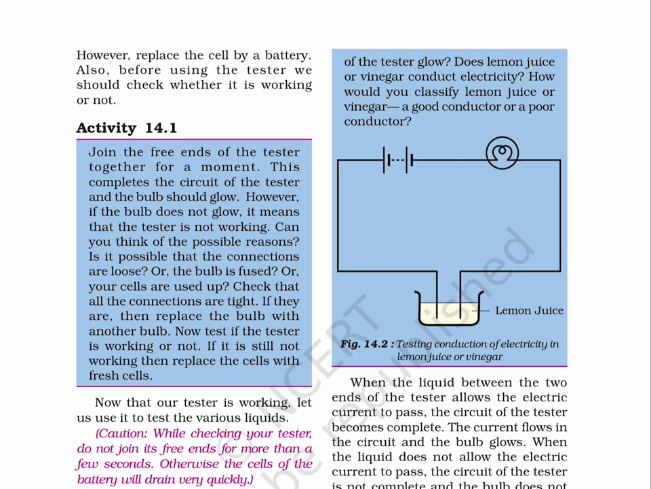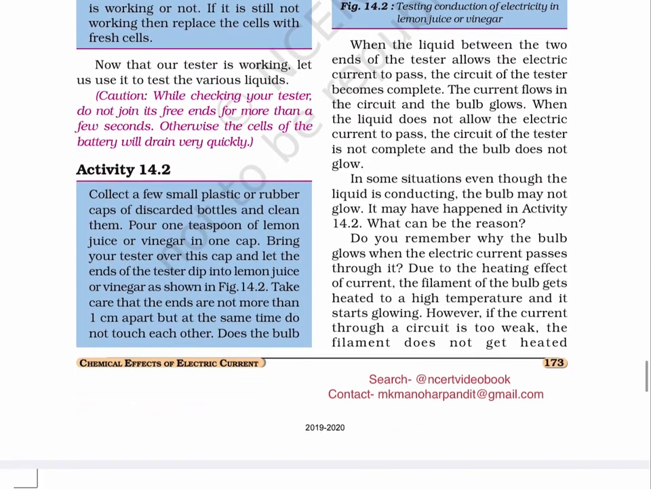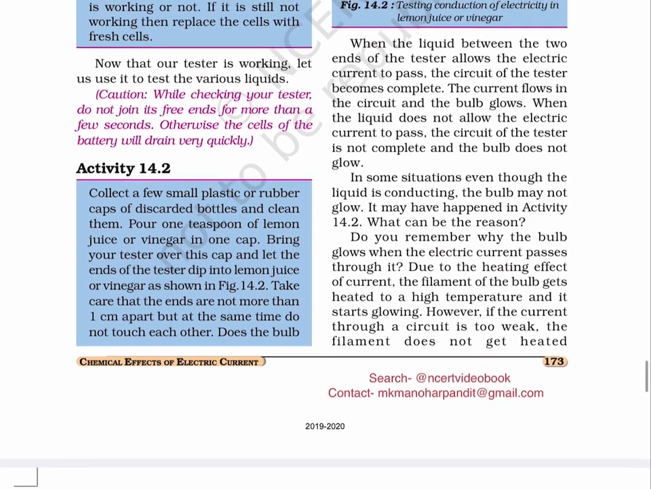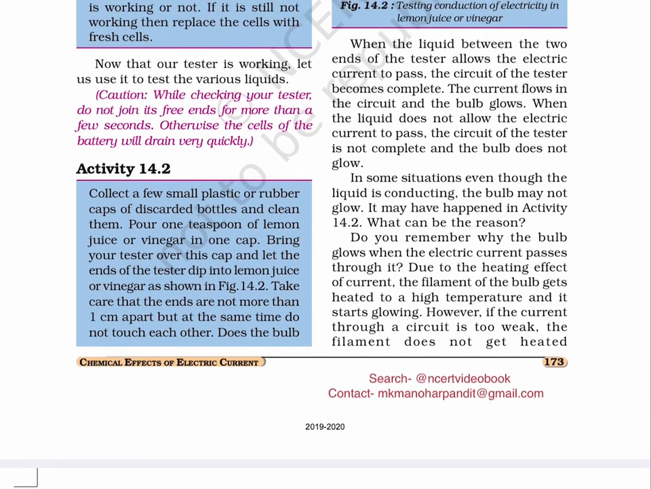Check that all the connections are tight. If they are, then replace the bulb with another bulb. Now test if the tester is working or not. If it is still not working, then replace the cells with fresh cells. Now that our tester is working, let us use it to test the various liquids. Caution: while checking your tester, do not join its free ends for more than a few seconds. Otherwise, the cells of the battery will drain very quickly.